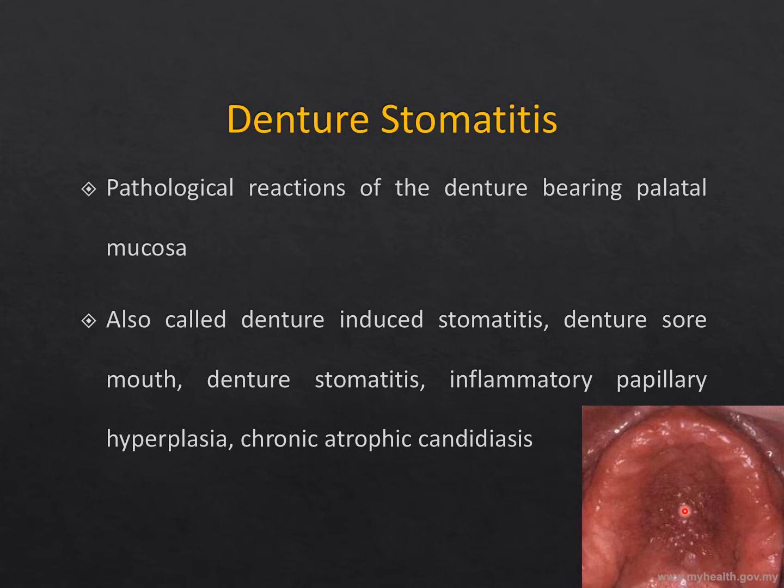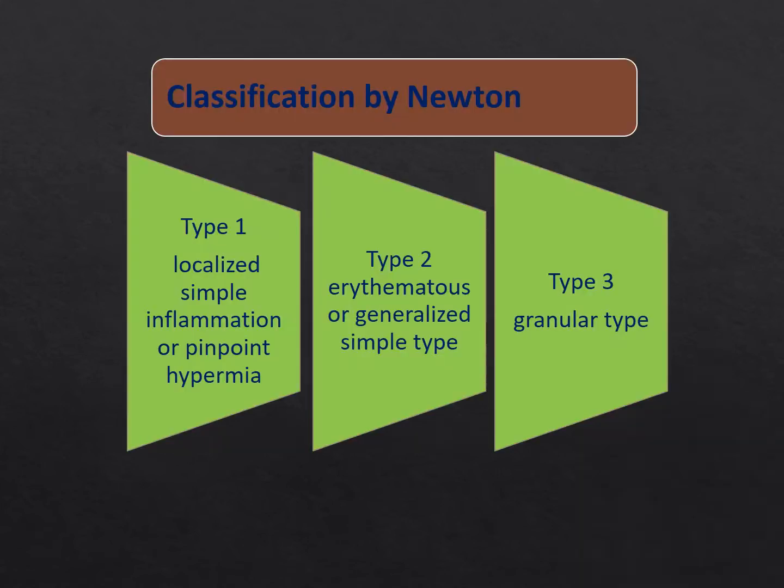That's why it's also called inflammatory papillary hyperplasia or chronic atrophic candidiasis, because most of the time denture stomatitis, if left untreated, is accompanied by secondary candidal infections because of the poor hygiene and the accumulation of food deposits in the denture bearing area or the denture fit area.